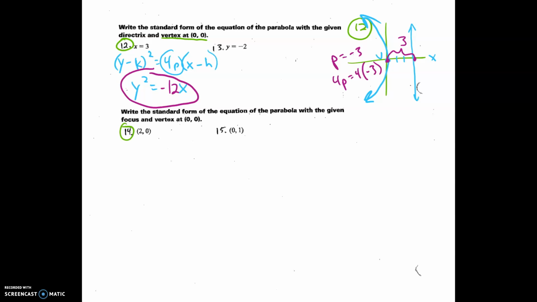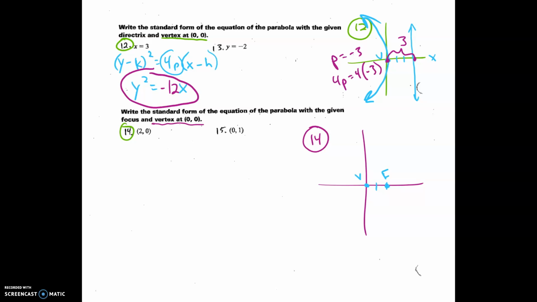Let's take a look at number 14. It's similar. Write the standard form of the equation of the parabola with given focus and vertex at 0, 0. So this time we were given the focus. In number 12, we were given the directrix. But still the vertex, boom, at 0, 0. So again, let's draw a picture for number 14 real quick. You don't have to spend too long on this. 2, 0, that's the focus. So 1, 2. Make sure you don't put it at 0, 2, right? That'll mess you up. But 2, 0 is right there. And I see the vertex right there. So there's the focus and there's the vertex.